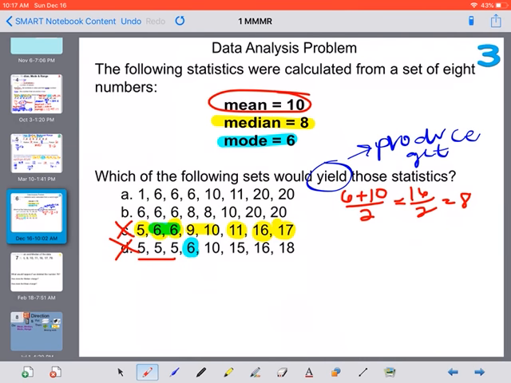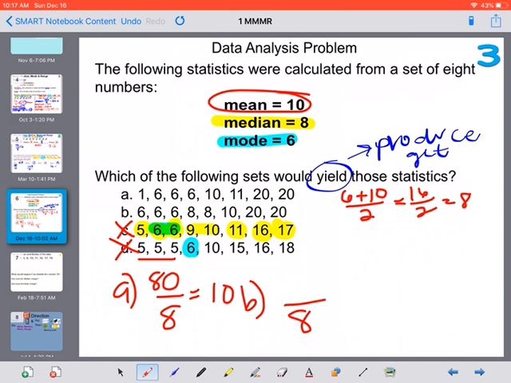So we need to have a mean of 10, an average of 10. So we can add them all up and divide by 1, 2, 3, 4, 5, 6, 7, 8 numbers. So I'm going to add up A first. 1 plus 6 plus 6 plus 6 plus 10 plus 11 plus 20 plus 20. That gives us 80. 80 divided by 8 is 10, which is what we're supposed to have, which makes it seem like B won't be an average of 10.